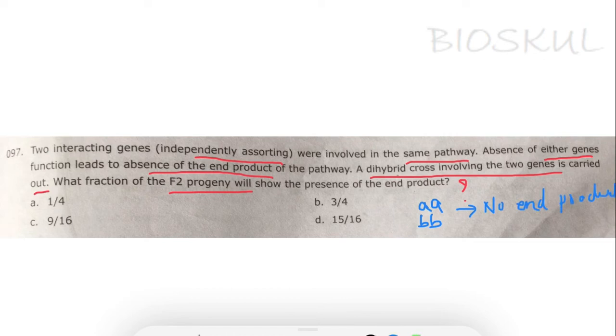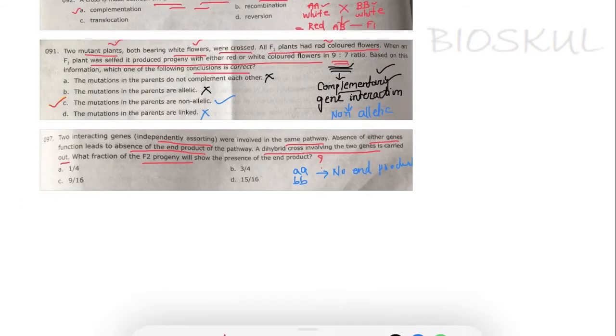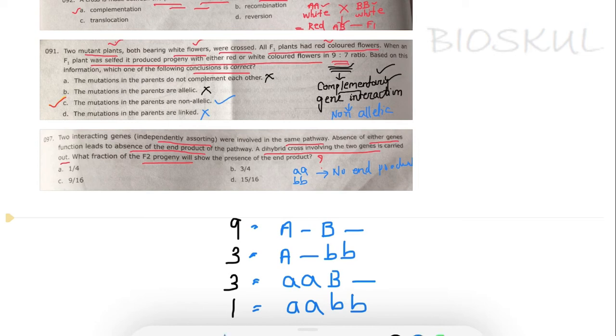A dihybrid cross between the two genes is carried out. This question you can easily solve if you know the phenotypic ratio of a dihybrid cross. What is it? The phenotypic ratio for a dihybrid cross is 9:3:3:1. And what are the genotypes for this phenotype? So these are the genotypes for the phenotypes of the dihybrid cross ratio. What is mentioned in the question? It is mentioned that absence of either gene leads to absence of the end product. That means both genes, A and B, are required for the formation of the end product, right?